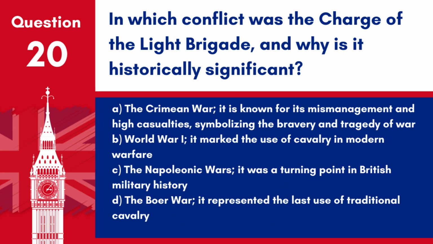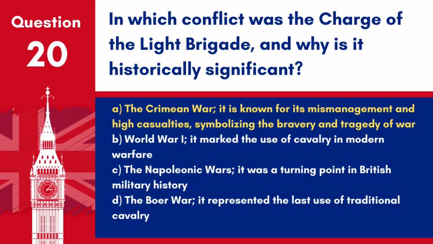Question 20. In which conflict was the charge of the Light Brigade, and why is it historically significant? A. The Crimean War. It is known for its mismanagement and high casualties, symbolizing the bravery and tragedy of war. B. World War I. It marked the use of cavalry in modern warfare. C. The Napoleonic Wars. It was a turning point in British military history. D. The Boer War. It represented the last use of traditional cavalry.